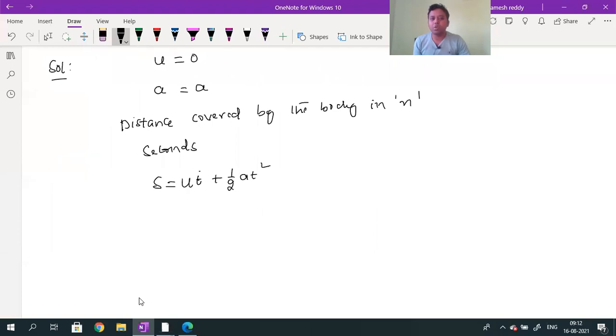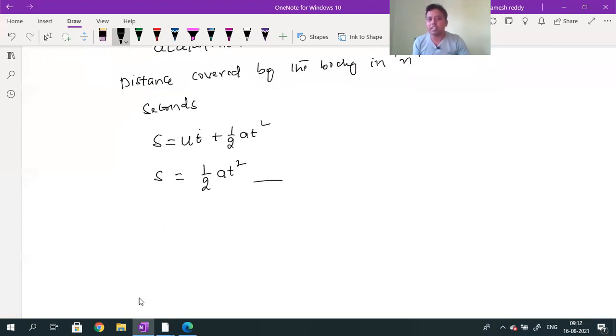But only u value is 0. So S value will be equal to how much? S value will be equal to half into a into t square. Here u is the initial velocity, the second one is the acceleration. Acceleration is uniform, which is given as E. Then S is equal to half Et square. This is the first one, distance traveled.